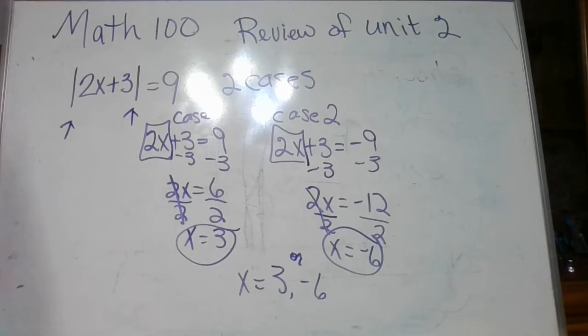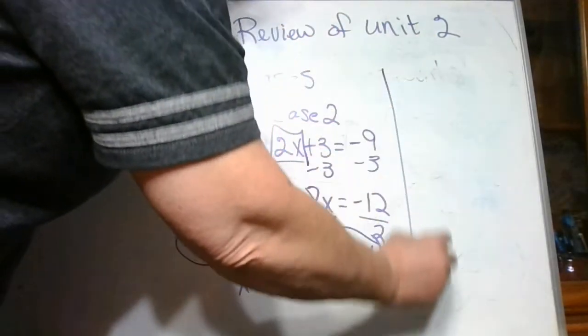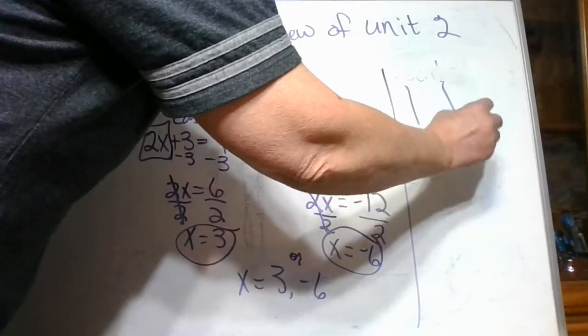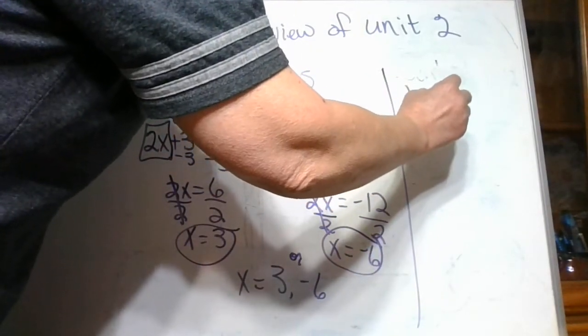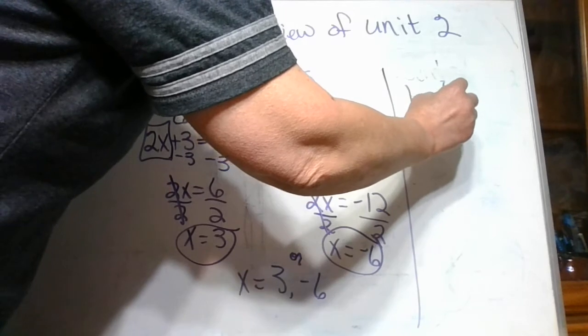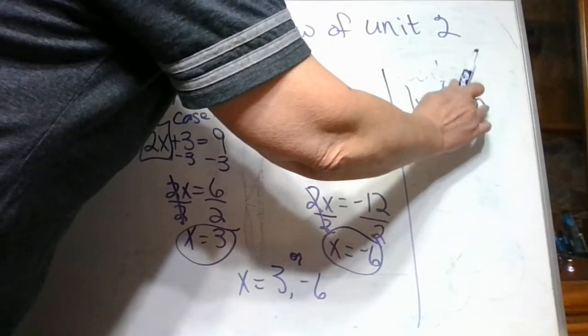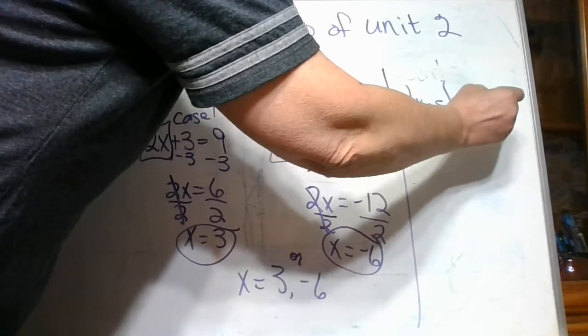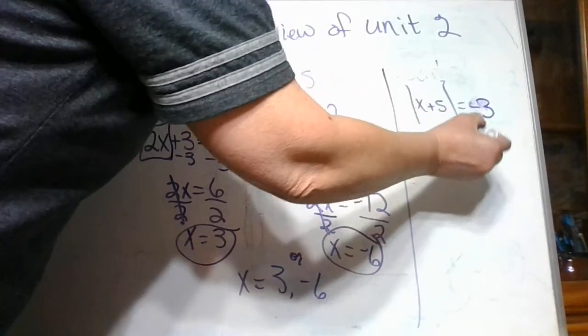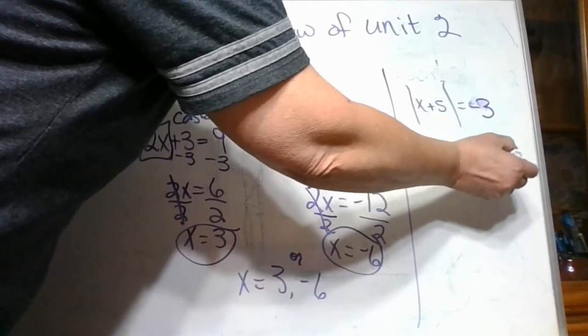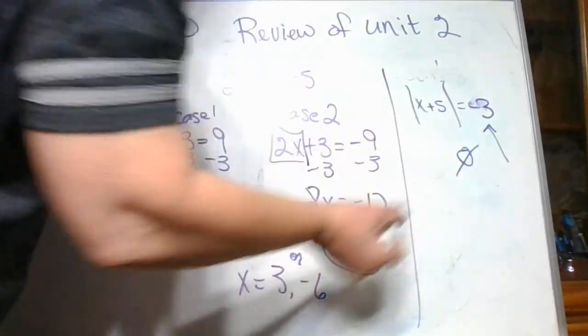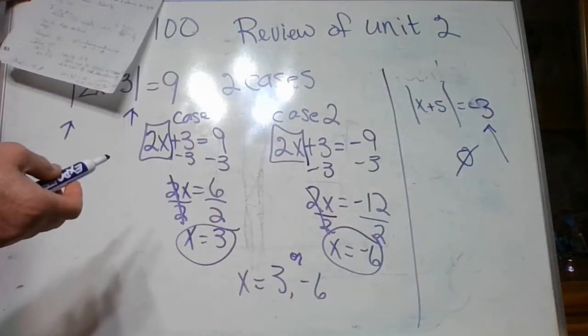Now, if I had another problem over here where the absolute value of x plus 5 is equal to, I'm sorry, I meant to say equal to negative 3. It's no solution because absolute value can never be equal to a negative number.